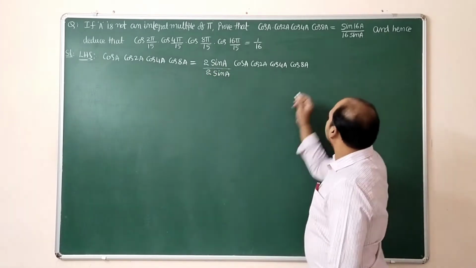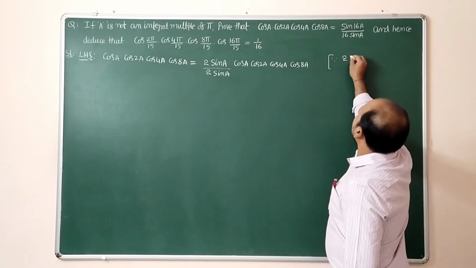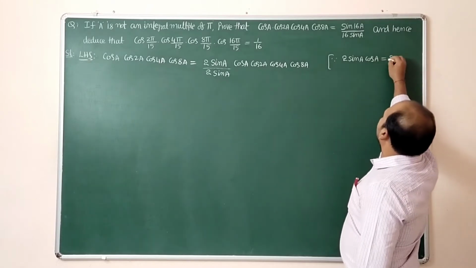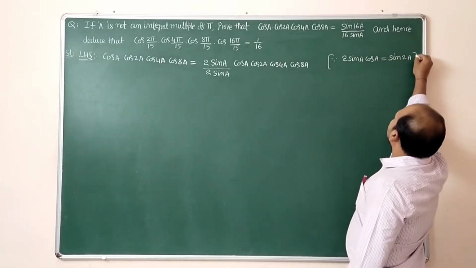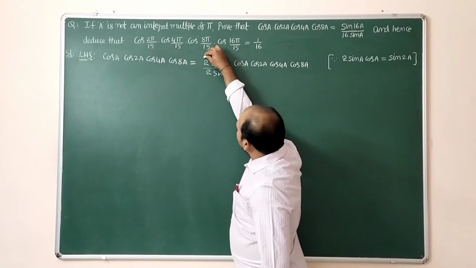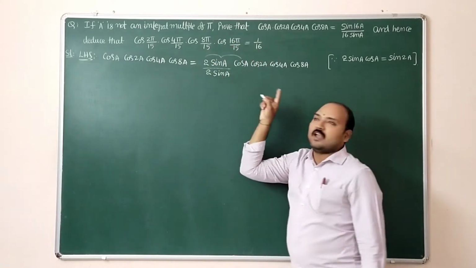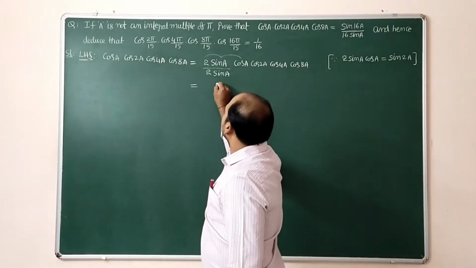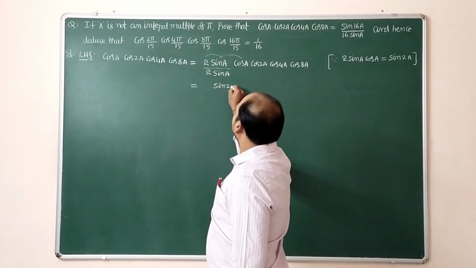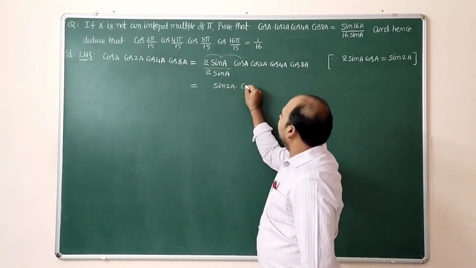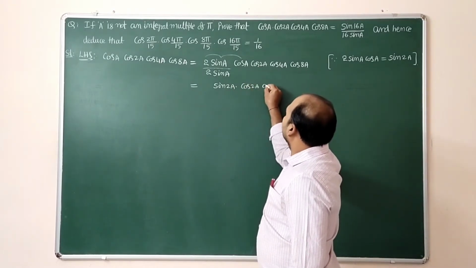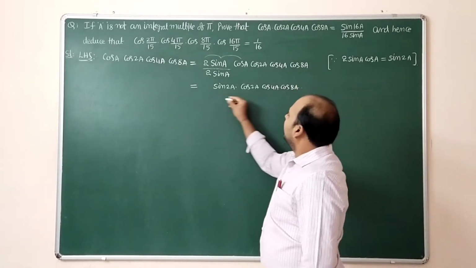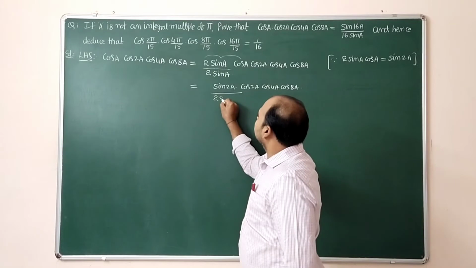We know that 2 sin A into cos A equals sin 2A. We know the formula. So here 2 sin A cos A, this value goes to be sin 2A. So it will become sin 2A into cos 2A, cos 4A into cos 8A divided by 2 sin A.